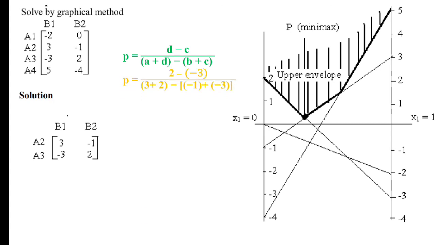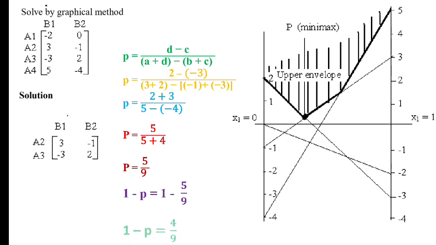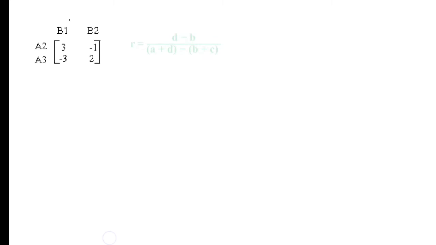Substitute 2 minus 2, 3, then 3 plus 2 minus 1 plus minus 3, then 2 plus 3 divided by 5 minus of minus 4. Then P equals 5 by 5 plus 4, then 5 by 9. Then we can find out 1 minus P, 1 minus 5 by 9, then 4 by 9. This is the strategies of player A. Come to player B.